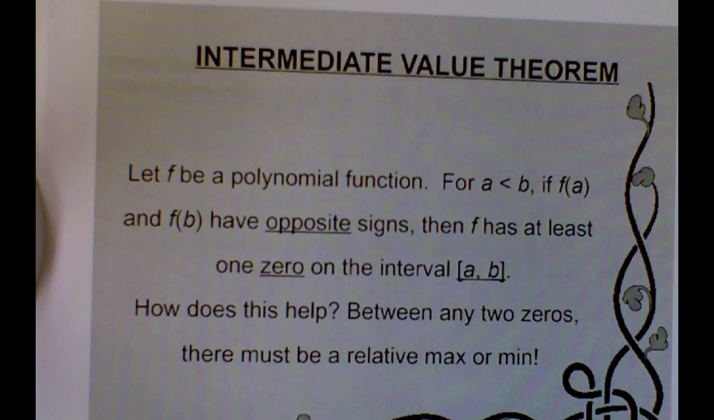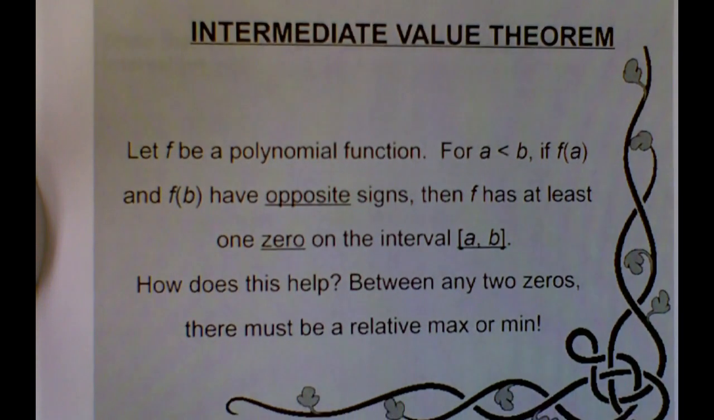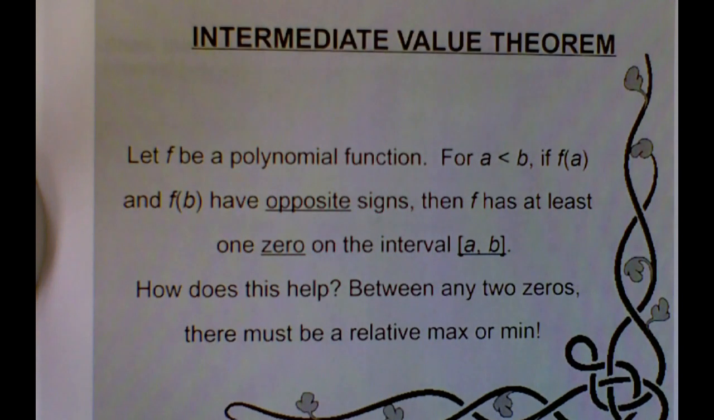And now an important theorem, the intermediate value theorem. Let f be a polynomial function, if a is less than b, so we're going left to right. If f of a and f of b have opposite signs, so one's positive and one's negative, then f has at least one 0 in the interval, a to b. Basically it says the function has to take on every value between f of a and f of b in between a and b. So how does this help? Between any two zeros, there must be a relative maximum or a relative minimum.